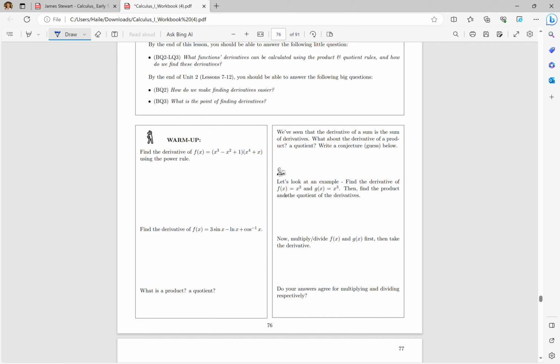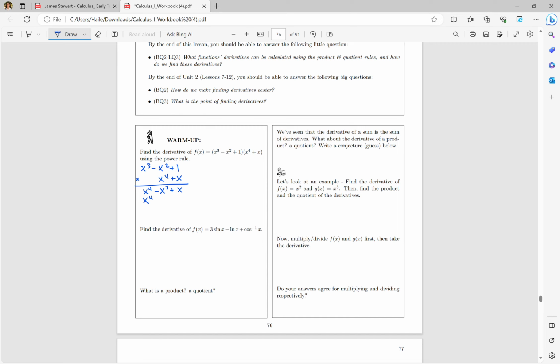To multiply these, we need to FOIL them together. Actually, the nicest way to do this is to line things up vertically. So we write x cubed minus x squared plus 1, times x to the fourth plus x, and multiply just like the normal multiplication algorithm for regular numbers. 1 times x is x, negative x squared times x is negative x cubed, x cubed times x is x to the fourth, and 1 times x to the fourth is x to the fourth.